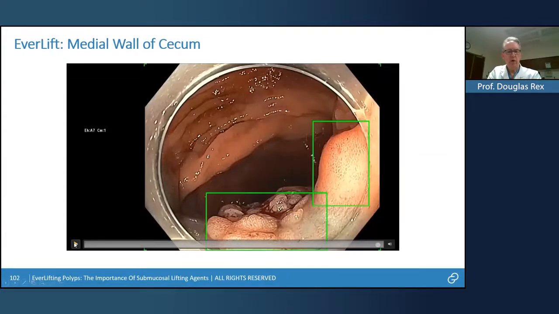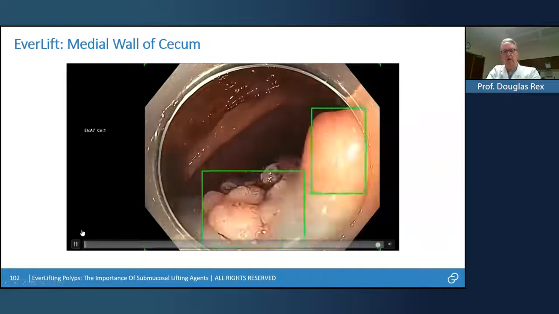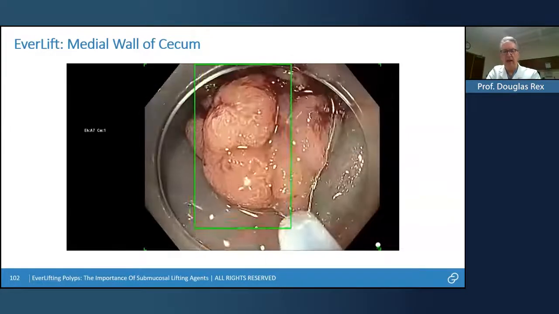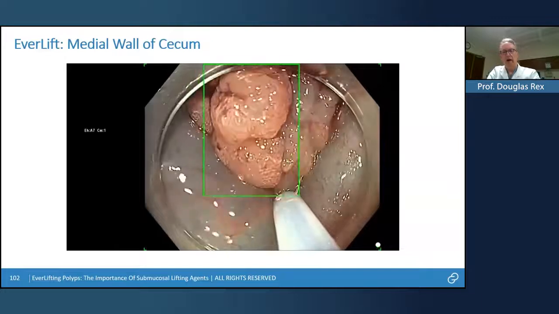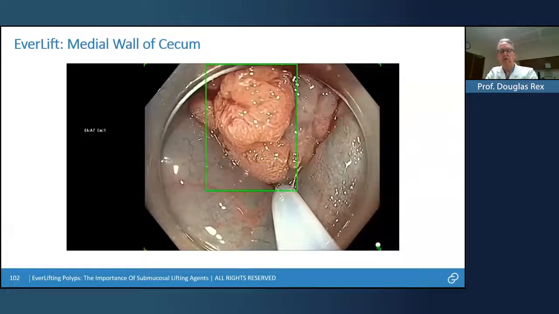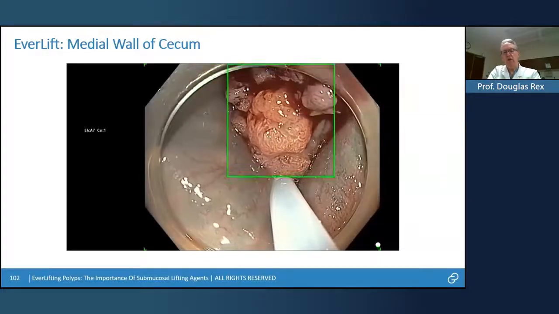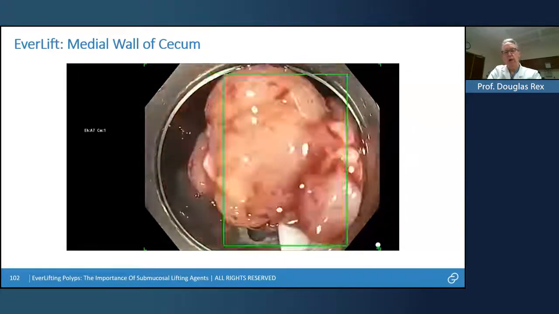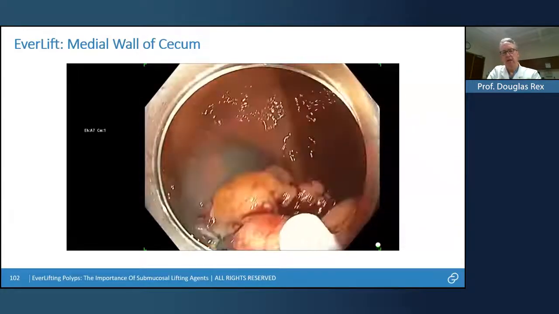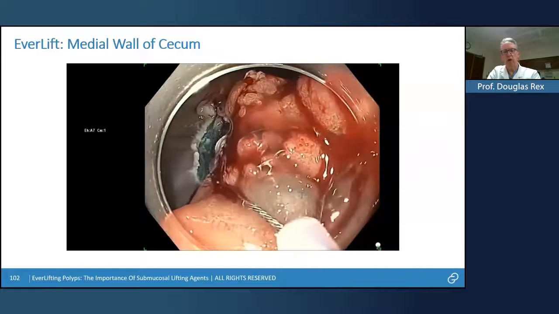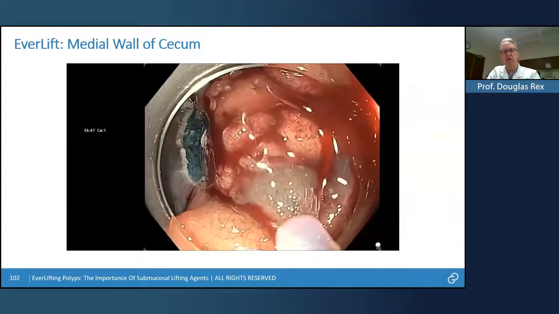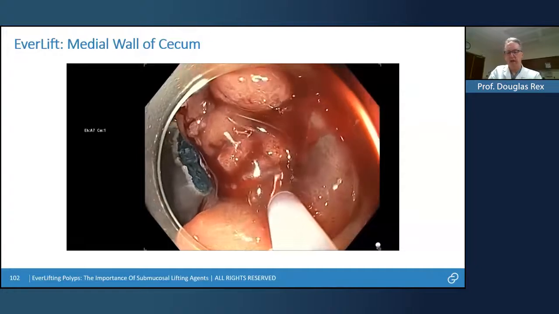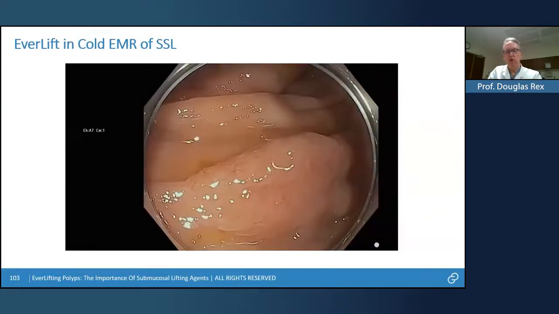Here is another lesion that is underneath the ileocecal valve. I'm sorry, sometimes I forget to turn off the AI device when I'm taking off polyps. But again, just to give you a sense of what the submucosa looks like with this fluid, it has this really nice dark color, which I think some of the agents that are commercially available in the US have, and some of them don't, but I think that's a nice feature of it.